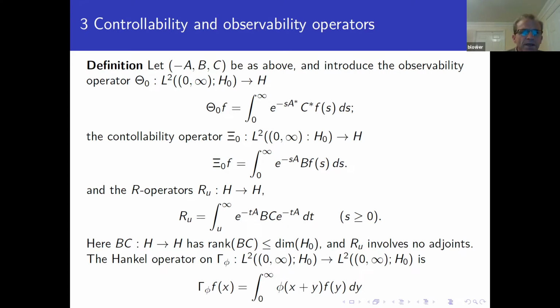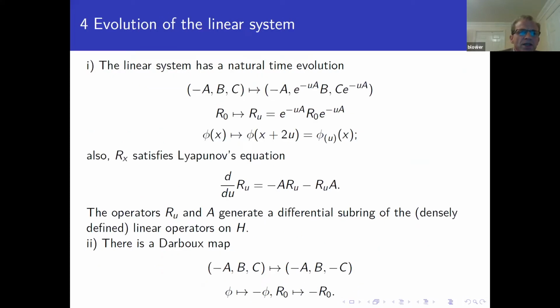So the linear system is going to be set up so that we've got (−A, B, C), and we can let time evolve. And as time evolves, the operator A is going to stay the same, but one can think of B as evolving to e to the minus UA times B, and C is evolving to C e to the minus UA.